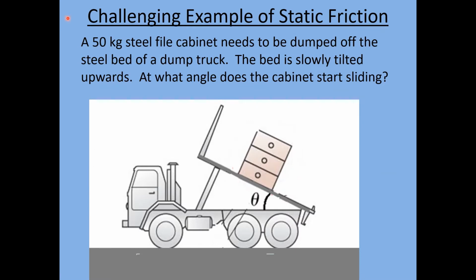Let's now take a look at a more challenging example of static friction. This is a pretty standard and common problem that is seen in almost any introductory physics class. It's the idea of at what angle does something start to slip? So in this particular problem, we have a 50 kilogram steel file cabinet on the bed of a dump truck, which is also made of steel. It says the bed is slowly tilted upwards. At what angle does the cabinet start sliding?